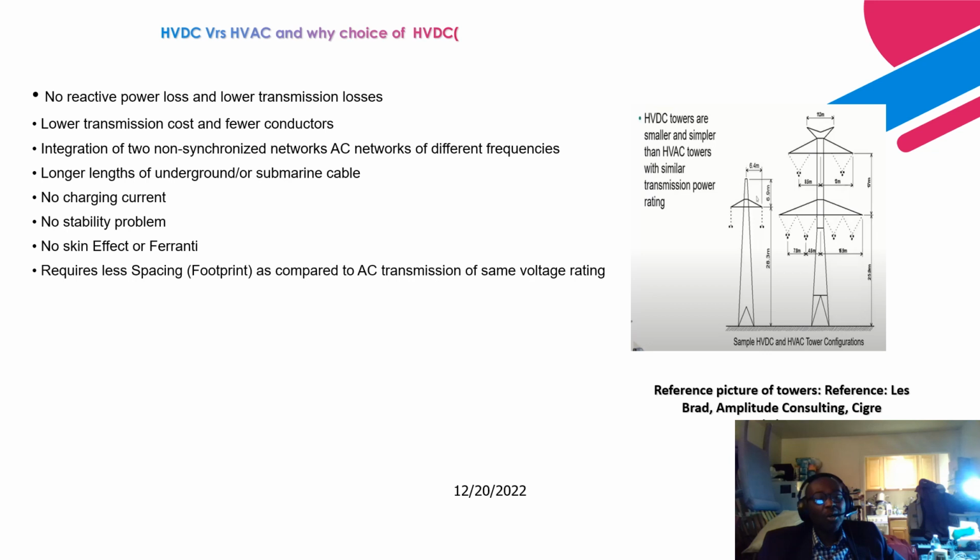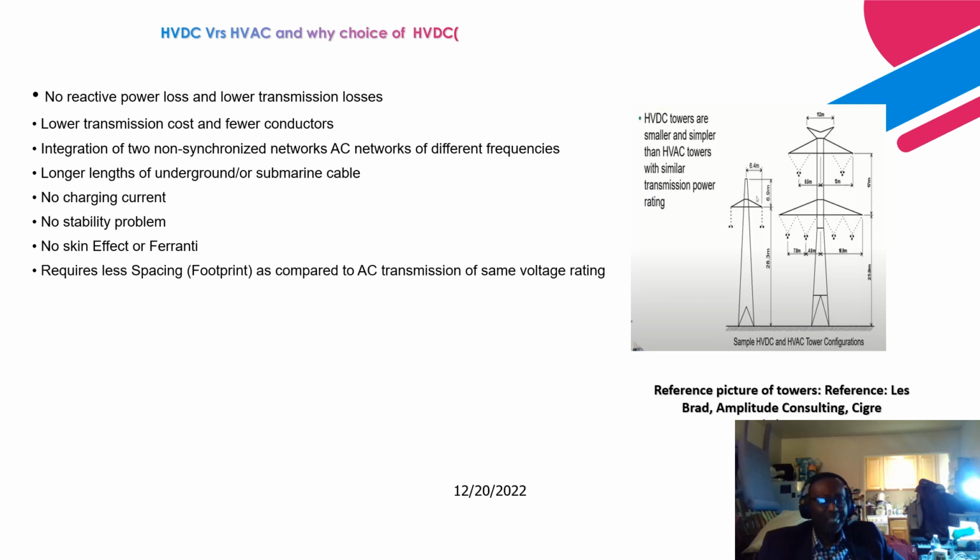There's also something they call the Ferranti effect. You don't have that phenomenon in HVDC. The Ferranti effect basically occurs when you have an HVAC transmission line that is connected to a light load or not connected to a load, where you can have a very high voltage at the load end. You wouldn't have that phenomenon in high voltage DC.